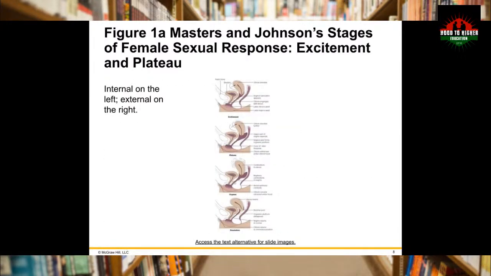So we are looking at figure 1A, and the figure shows the Masters and Johnson stages of female sexual response. The figure shows the excitement stage of the vagina from the internal point of view. The uterus above the bladder elevates, and vaginal lubrication appears. The clitoris engorges with blood, and the labia minora and labia majora swell.